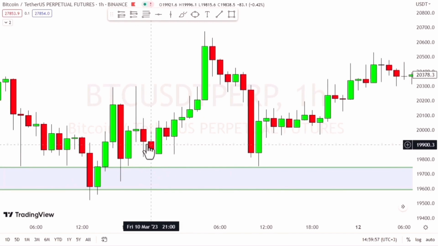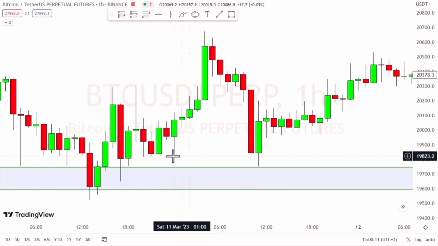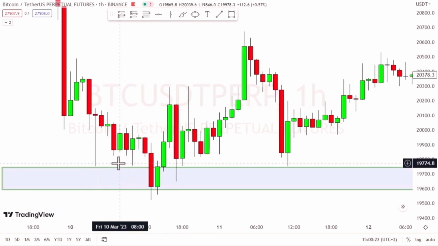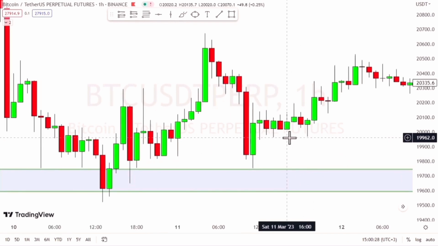There must be a candle with a good body. When I mean a good body, it shouldn't be a doji candle like these here. But there must be a good body. By good body, I mean a healthy body like this. It shouldn't be a doji.